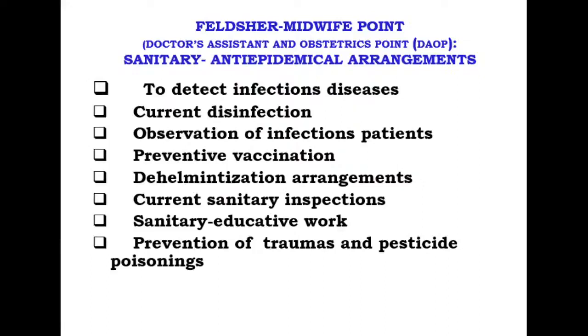If we talk about how to organize sanitary anti-epidemic arrangements, the feldsher may detect infectious disease, carry out current disinfection, observation of infectious patients, and preventive vaccination. But preventive vaccination may be organized by the feldsher only in periods when the doctor visits the feldsher-midwife point. Without a doctor, the feldsher does not do vaccination. This is impossible. Only together with a doctor.